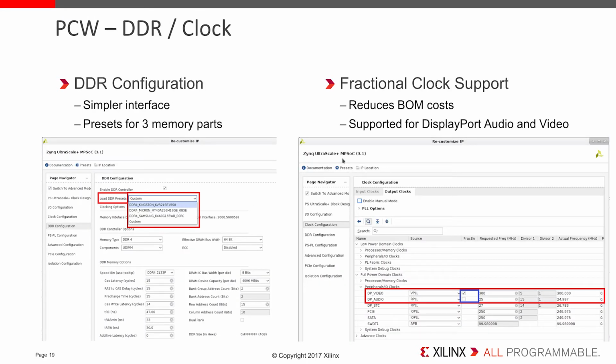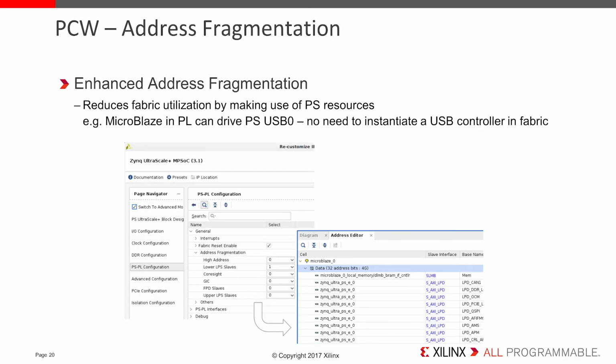For PCW, there is a simpler interface available for DDR configuration with the addition of presets for a number of memory parts. For clock configuration, there is support for fractional clocks now. This is supported for DisplayPort audio and video peripherals and potentially can reduce BOM costs. Additionally, address fragmentation for PS-PL configuration has been enhanced. This is intended to reduce fabric utilization by making use of PS resources.